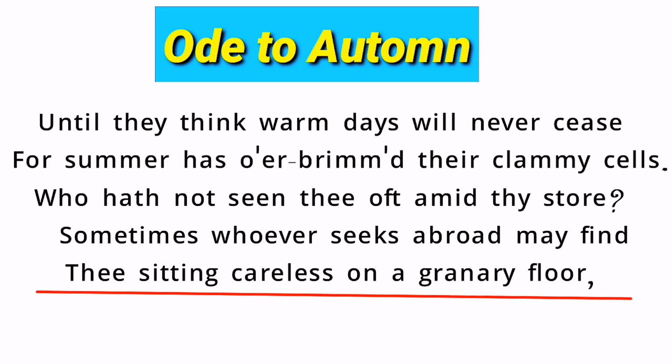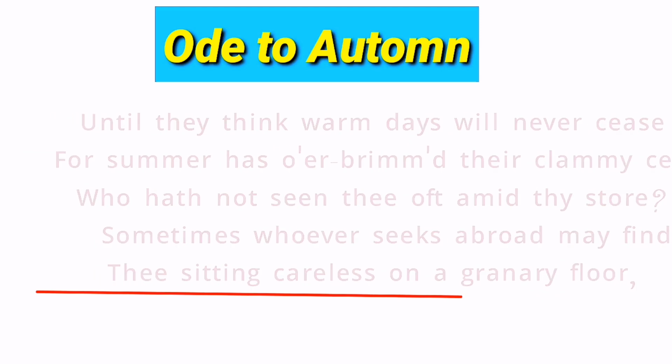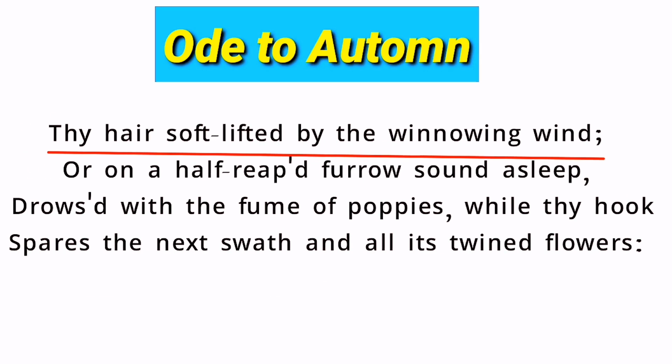Thee sitting careless on a granary floor, the speaker imagines autumn sitting on the floor of a granary. A granary is a building where grain is stored, and the word careless suggests that autumn is relaxed and untroubled. Thy hair soft lifted by the winnowing wind. The speaker imagines autumn's hair being lifted by the wind. The word winnowing refers to the process of separating grain from its chaff, and the wind would be blowing through the granary as the grain was being winnowed.